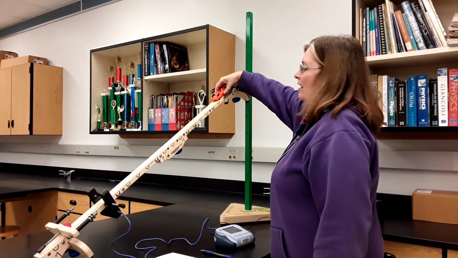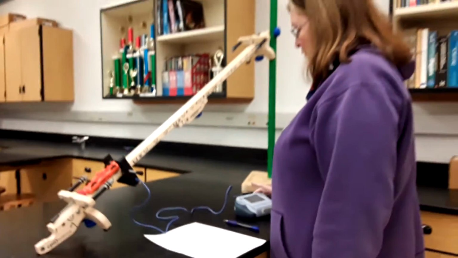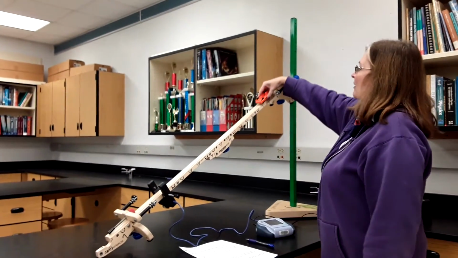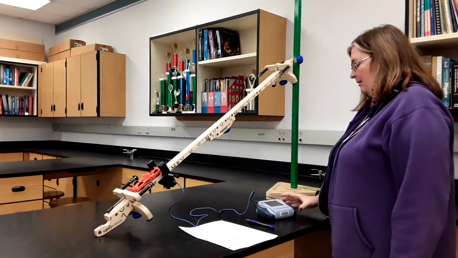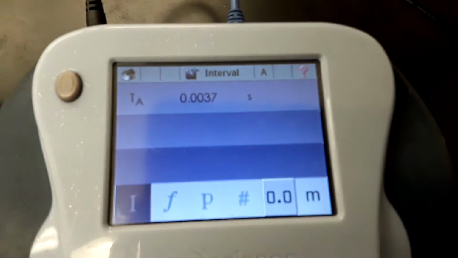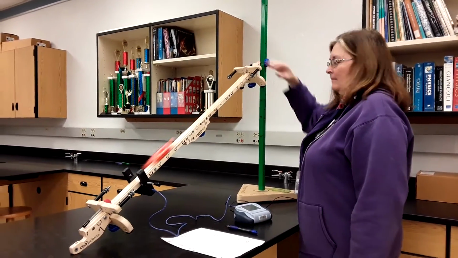Okay, so here's trial 1. Okay, and here's the time for that first angle. And we're going to do it 2 more times so that we get an average time for this angle. All right, here's the second one. Okay, and one last time for this angle. Very similar time, they should be.